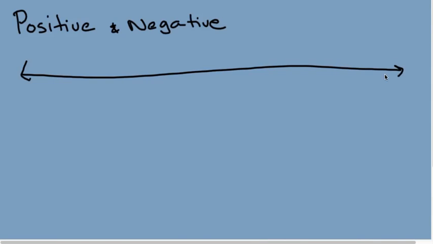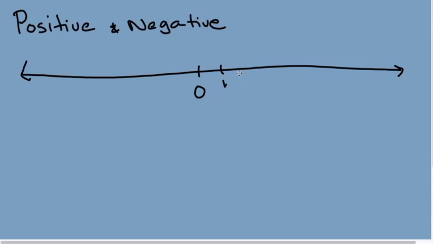Positive and negative numbers. And it all starts with the number line. So if I was to draw a number line, sorry, it's not very straight, I should use my line tool. But if I was to draw a number line, in the center is 0.